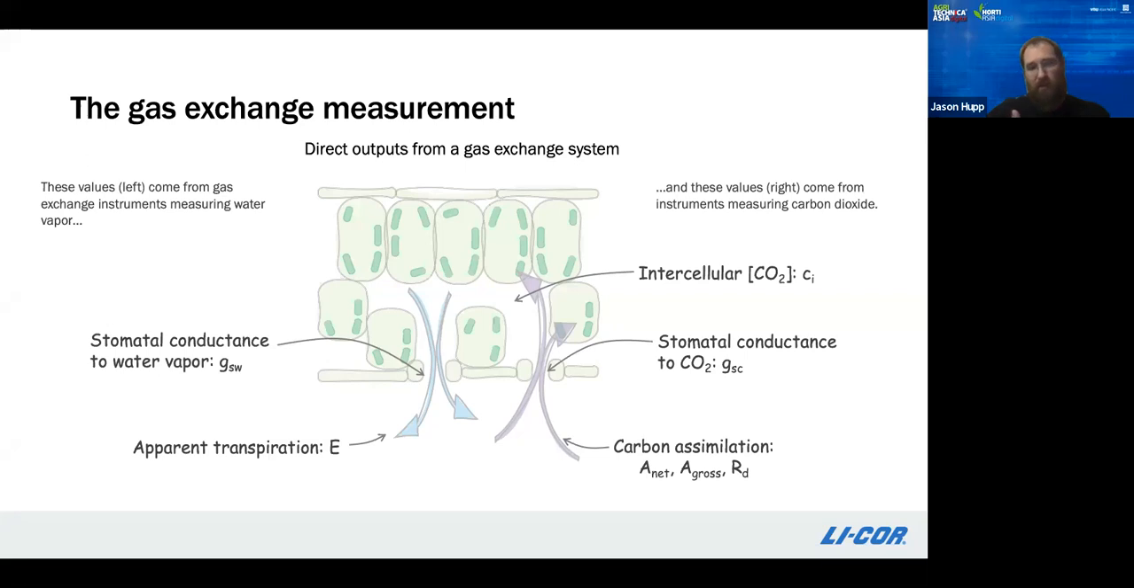We can take these parameters even further and derive more things from them, like intrinsic water use efficiency, and we can make estimates of mesophyll conductance, but that's sort of beyond the scope of what I want to talk about here.